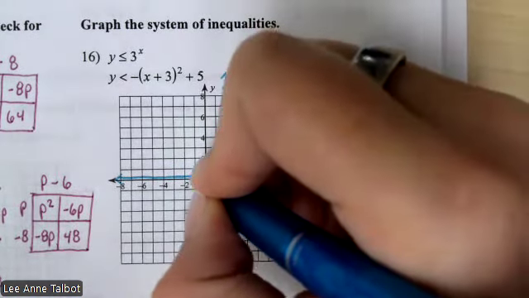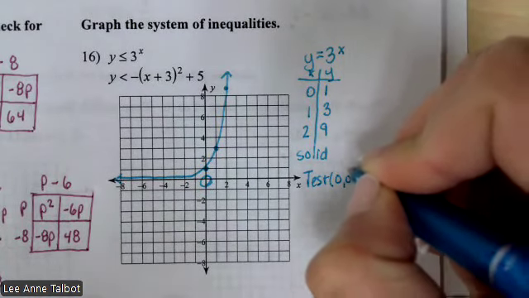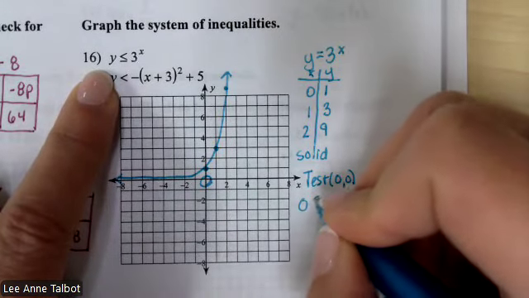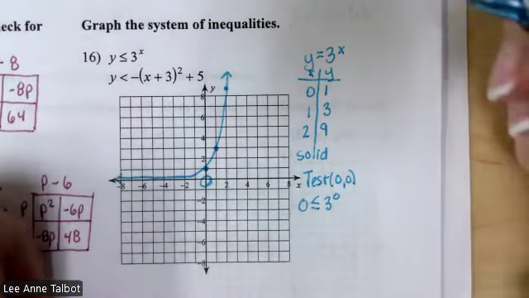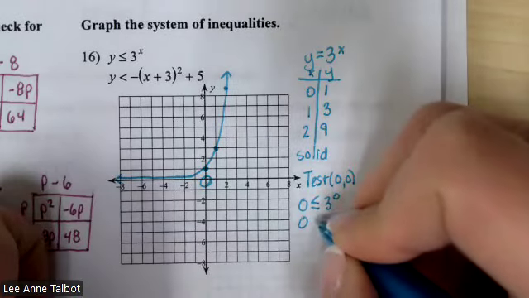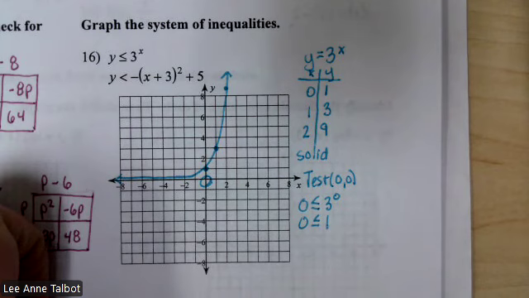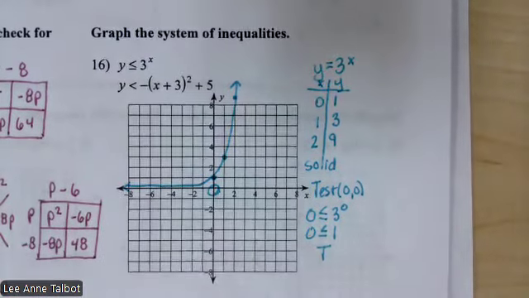Okay, now 0, 0 is right here. 0 is less than or equal to 3 to the 0. 0 is less than or equal to what? True. The first true we've had in ages.